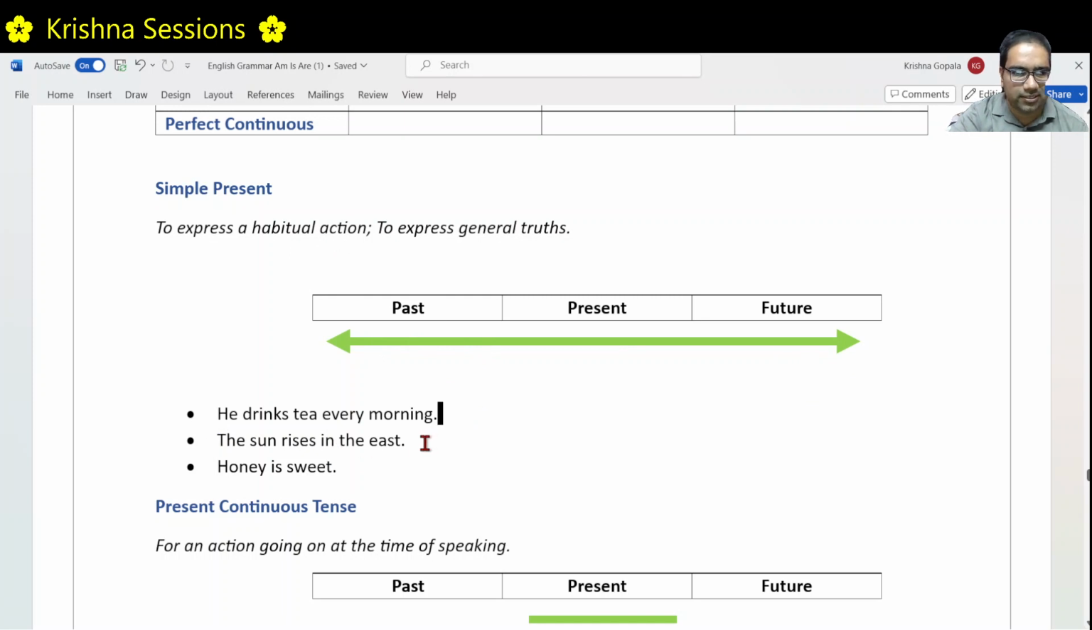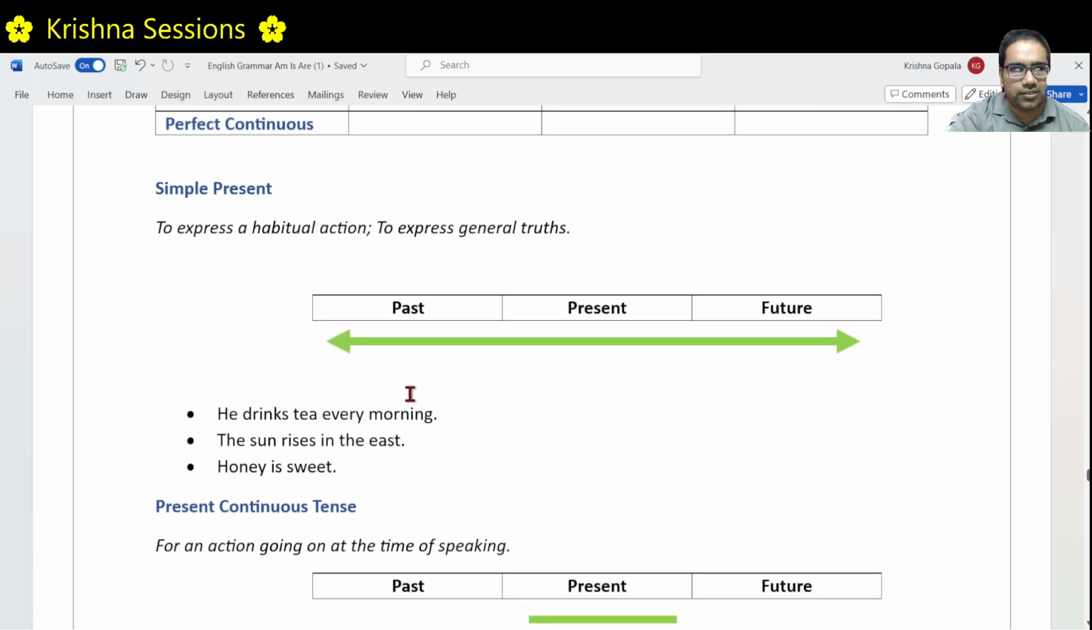The sun rises in the east. Rises, not rose or rising. The sun rises in the east because it is a general truth. It is true all the time, between past, present, future. Honey is sweet. This is again a truth which is true all the time. That's why for these kinds of statements we use simple present. There are other details also. We'll discuss that in a little more detail in the upcoming classes.